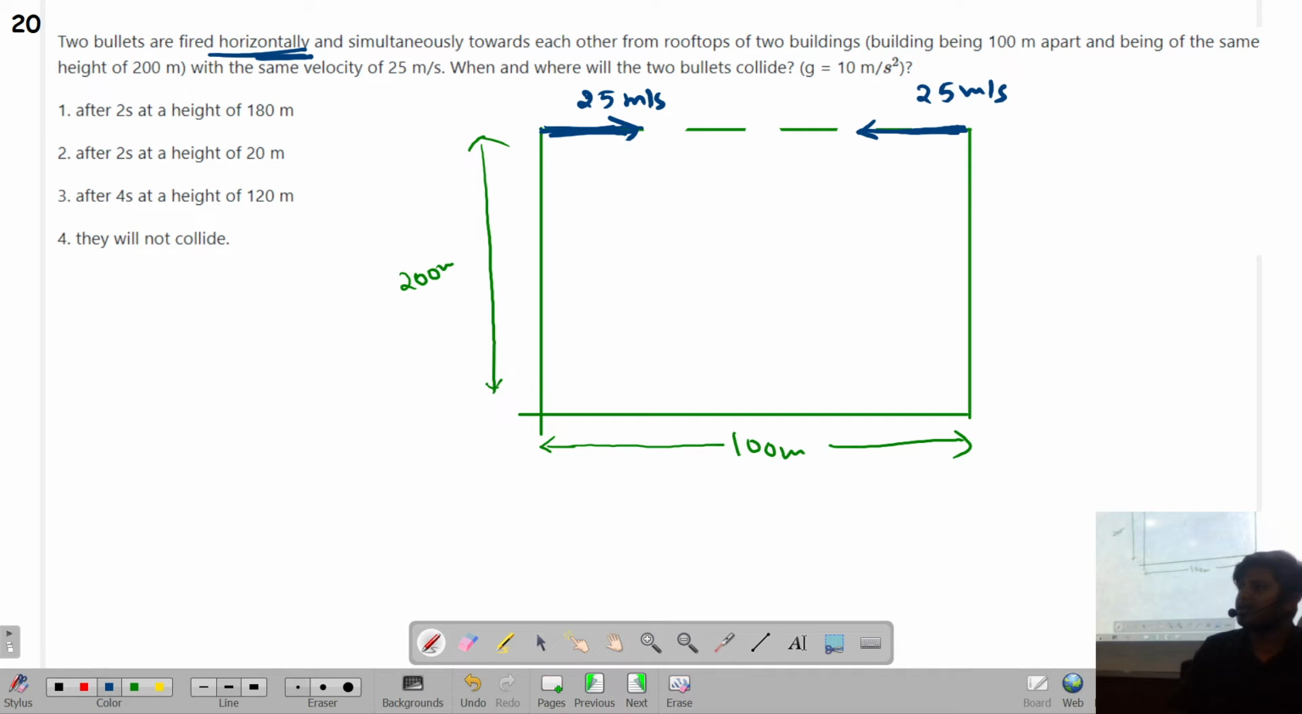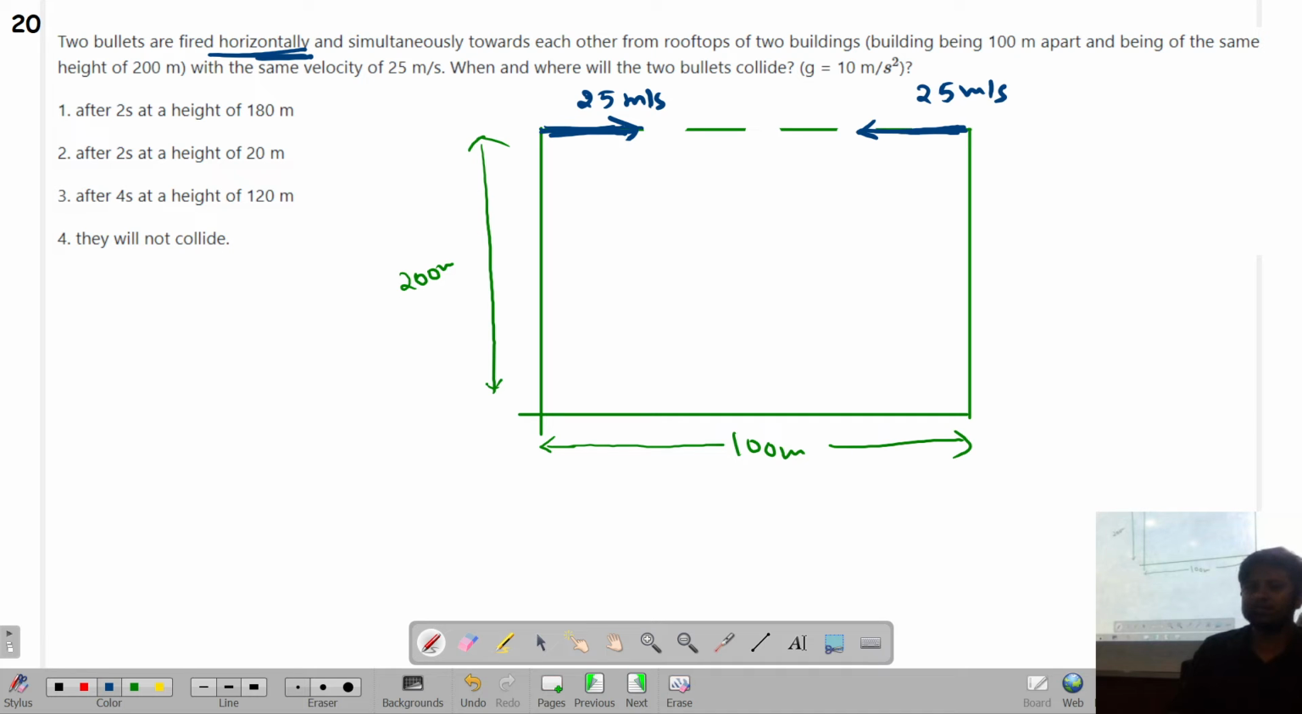Now again, collision case, time of travelling will be similar, yes or no? Vivek, what are you doing? He's writing the solution of the DPPs. Huh?